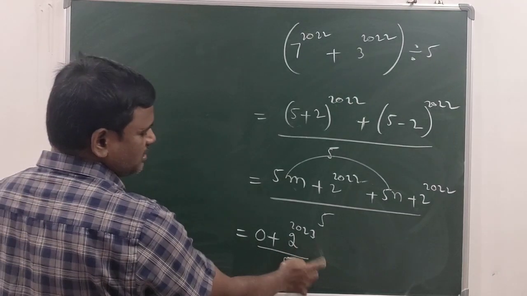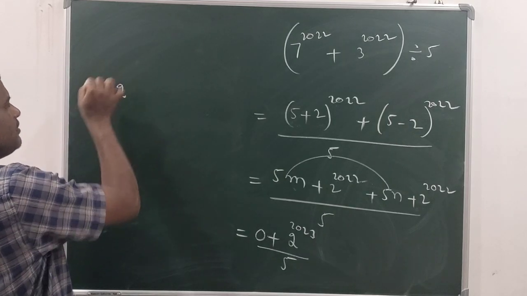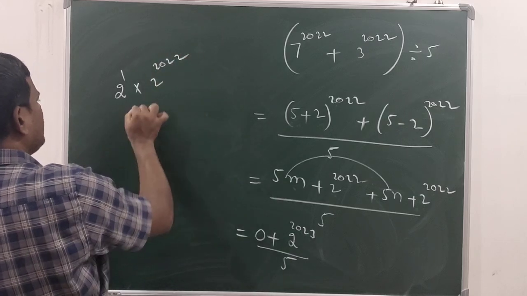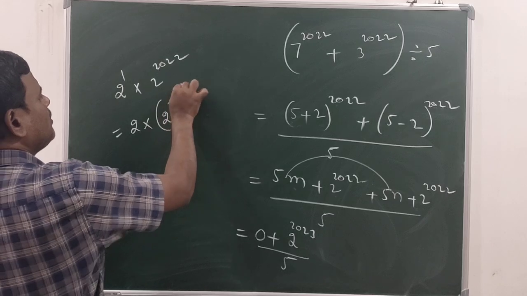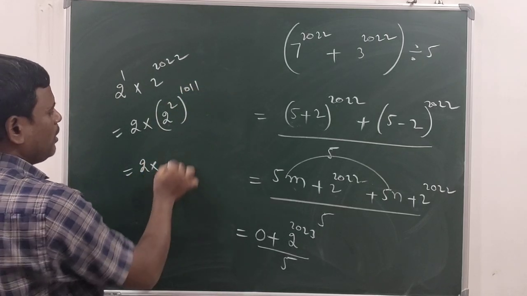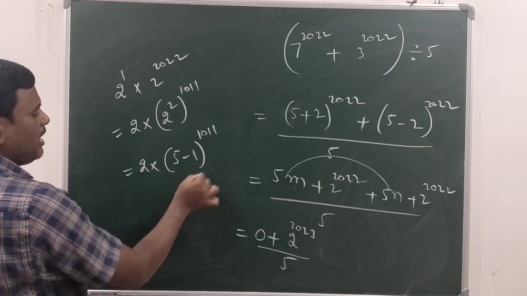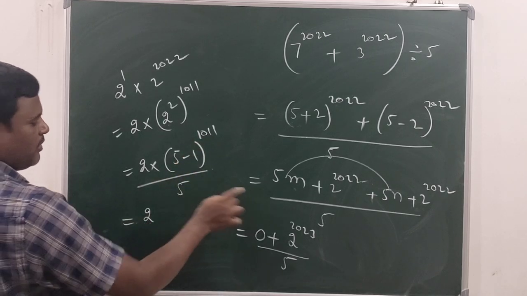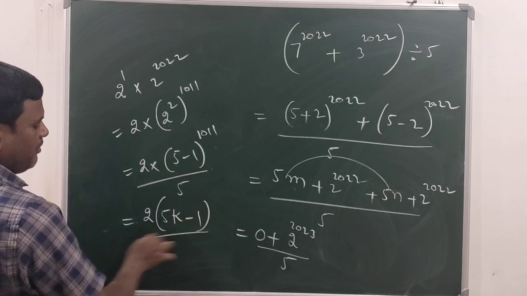So in this type of application, what do you do? This first one, I would like to write as 2 power 1 into 2022. So next, 2 into 2 square whole power 1011. Now 2 square is 4. 4 I can write as 5 minus 1. (5 minus 1) whole power 1011. Okay. Now divide with 5. So here what do you get? 2 into 5k inside, 5k minus 1, divided by 5.